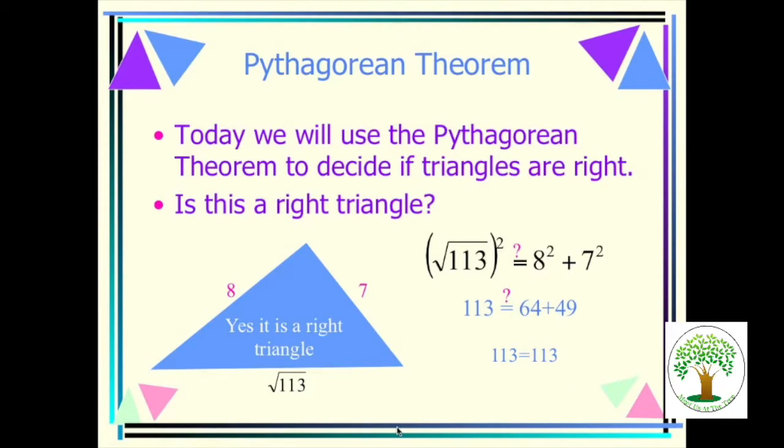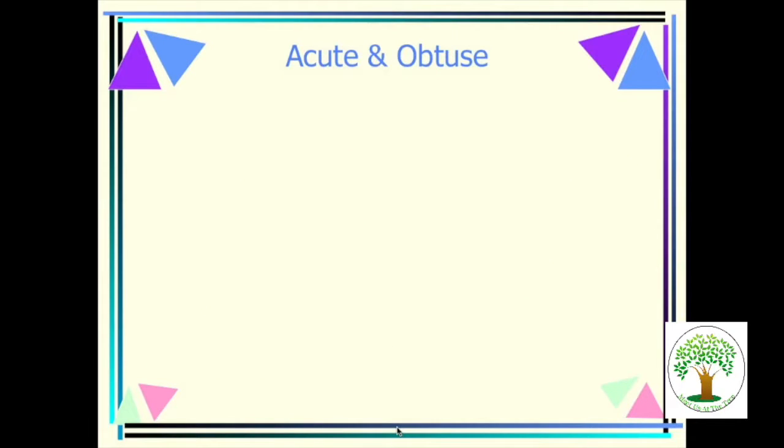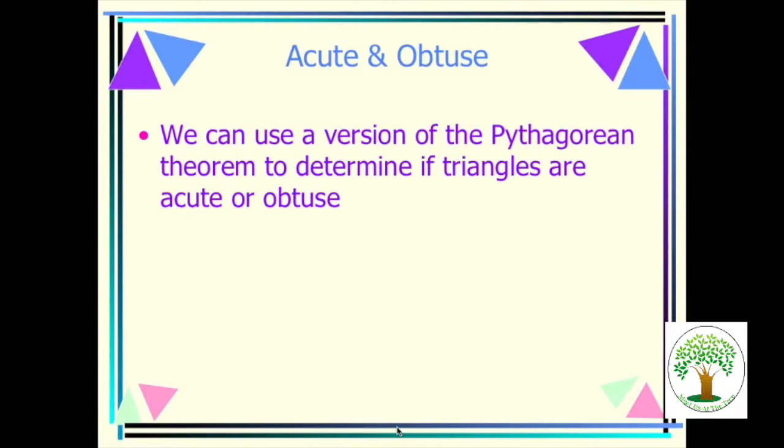All right. And since we know about right triangles, we can also do other kinds of triangles, obtuse triangles and acute triangles. So here we go. You have memorized these already, so no big deal. We can use a version of the Pythagorean theorem to determine if they're acute or obtuse. I'm going to bring them up.